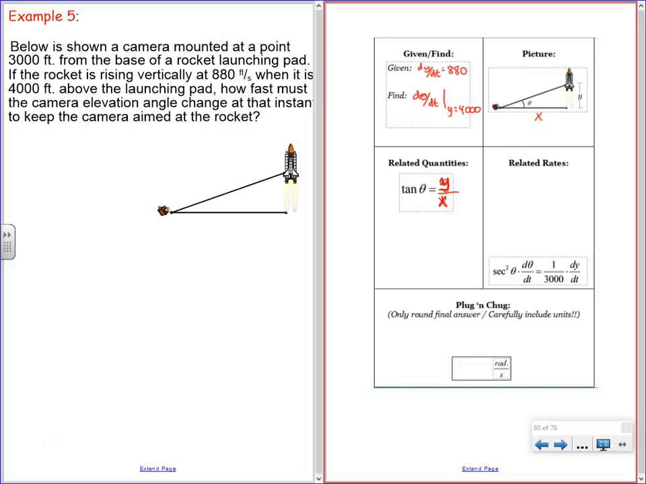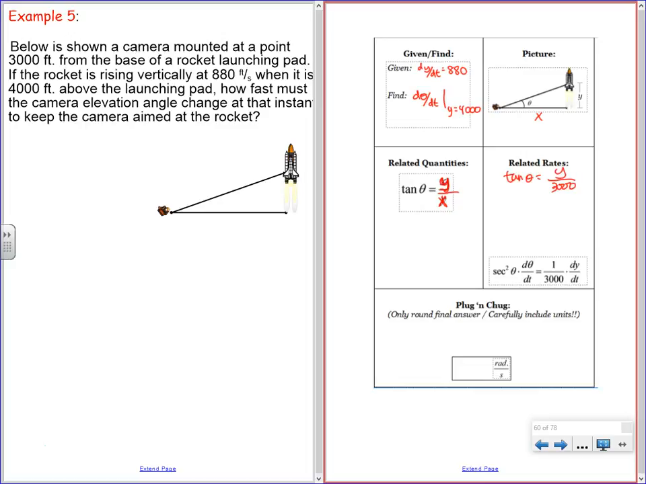Why is it constant? As the rocket rises, what does not change? How far away the camera is from the launching pad. So what can I plug and chug? The non-changing quantity. So who's x? How far away is it? 3,000. So I can say tangent of theta equals y over 3,000.